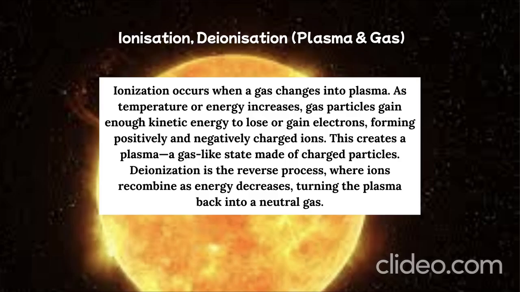Finally, there's ionization and deionization, plasma and gas. Ionization occurs when a gas changes into plasma. As temperature or energy increases, gas particles gain enough kinetic energy to lose or gain electrons, forming positively and negatively charged ions. This creates a plasma, a gas-like state made of charged particles. Deionization is the reverse process, where ions recombine as energy decreases, turning the plasma back into a neutral gas.